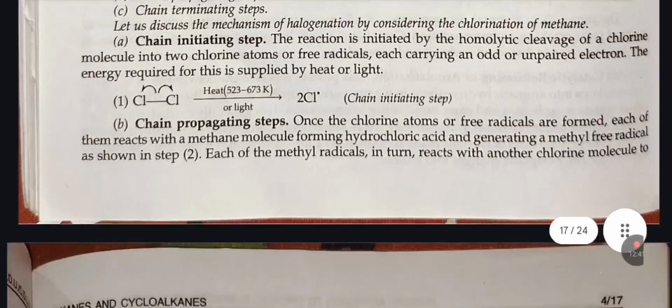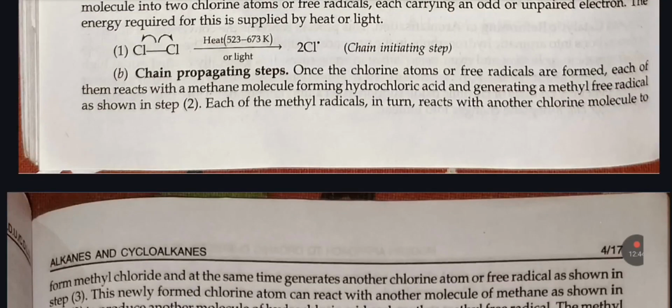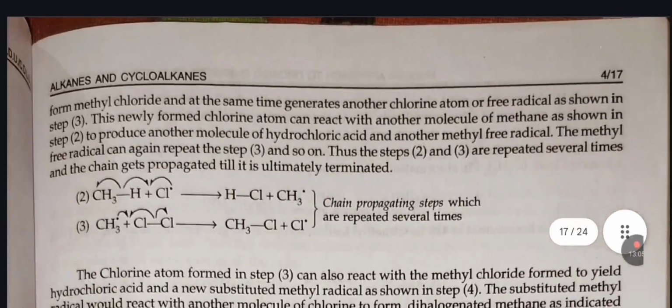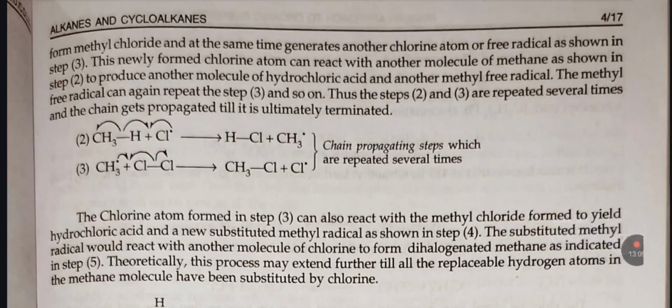Chain propagation step. Once the chlorine atoms or free radicals are formed, each of them reacts with a methane molecule, forming hydrochloric acid and a methyl free radical, as shown in step 2. Each methyl radical in turn reacts with another chlorine molecule to form methyl chloride and at the same time generates another chlorine atom or free radical, as shown in step 3. This newly formed chlorine atom can react with another molecule of methane as shown in step 2 to produce another molecule of hydrochloric acid and another methyl free radical. The methyl free radical can again repeat step 3 and so on.